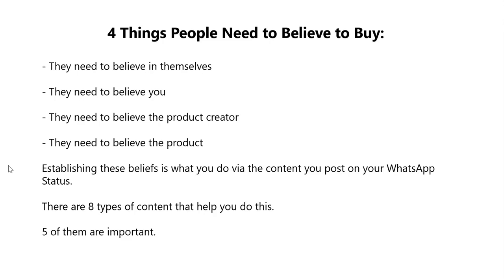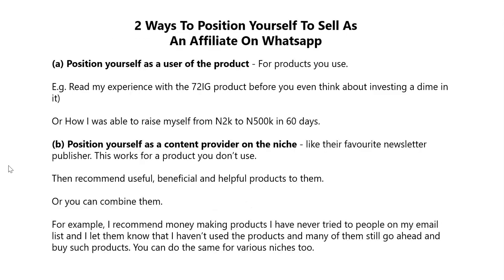And guess what? Establishing these 4 beliefs is what you do through the content you are going to be posting on your WhatsApp status. I'm going to talk about the type of content you should use to market on your WhatsApp status. But before I do that, let me address something important. And what I want to address is this. It's about how you position yourself to sell as an affiliate on WhatsApp. And there are 2 major ways to go about it. There are more than 2 ways, but there are 2 major ways to go about it.